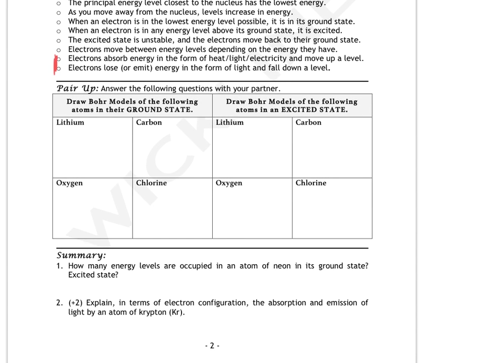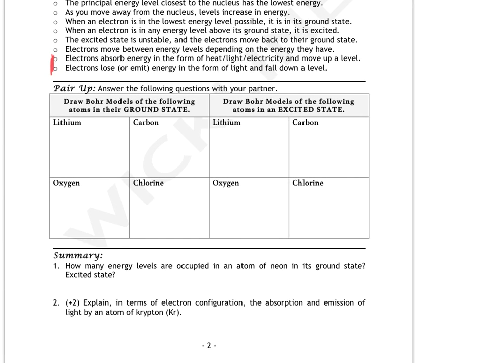All right, so your pair up is just going to be copy down this very basic table, Bohr models in their ground state on the left-hand side, Bohr models in their excited state on the right-hand side. It's going to be the same elements in each side: lithium, carbon, oxygen, chlorine. This should be relatively large in your notes because you're going to have sketches in the boxes and you don't want to be crowded. The summary we'll work on in class tomorrow, but copy them down for now and don't solve them. All right, thank you.